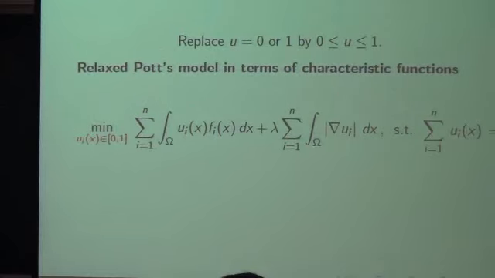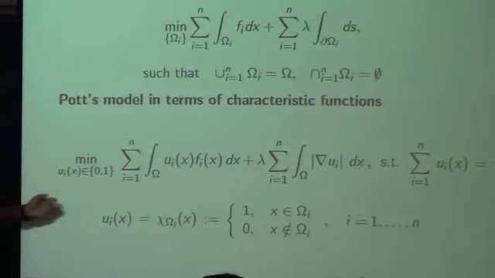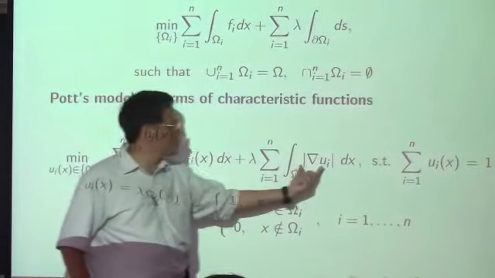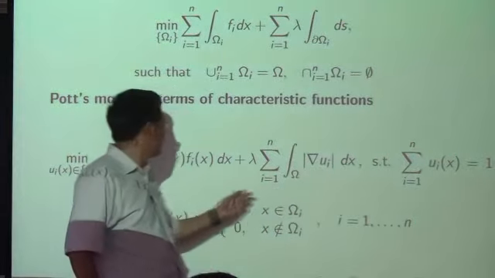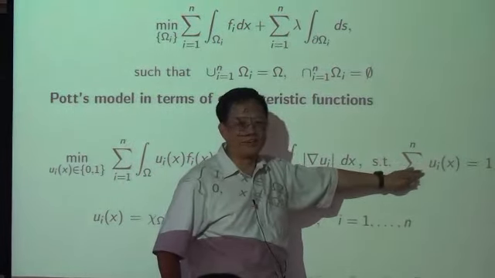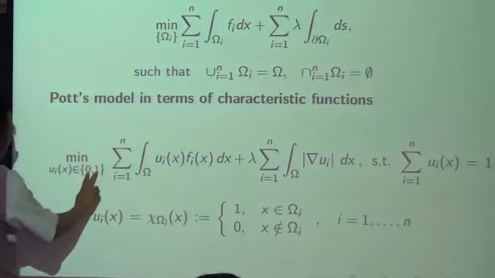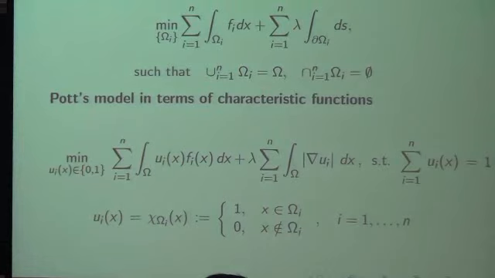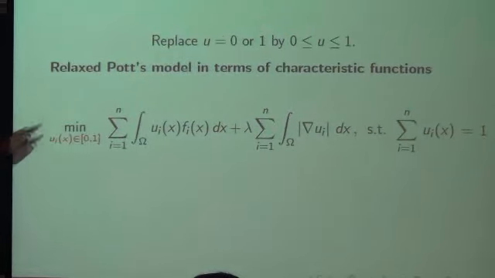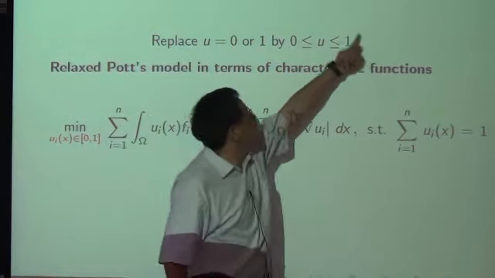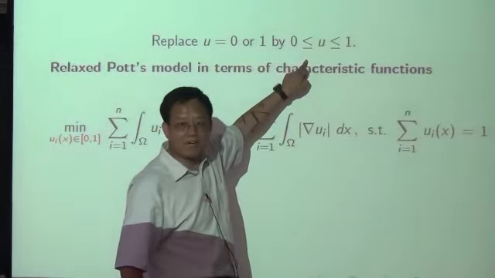And the thing is that for this model, you can see this term is linear in ui, and this term is convex. The TV is convex, so this whole thing is convex in ui. And this linear constraint is also convex. The only thing which is not convex is this constraint. So what you can do is replace this non-convex constraint, where u should equal 0 or 1, by such an interval, and this will be convex.